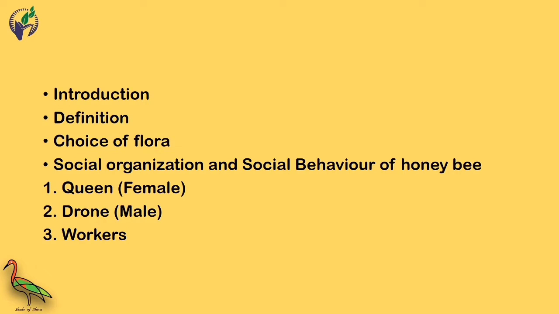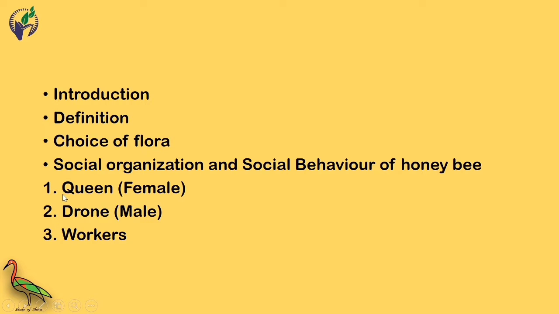In this video we will discuss the introduction and definition of apiculture. Then we will move on to choice of flora, which means which type of species we can use in apiculture. Then we will move on to social organization and social behavior of honeybee. Social behavior means how they behave in their colony.